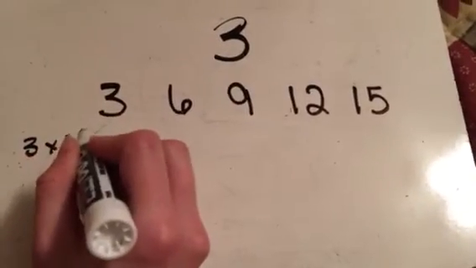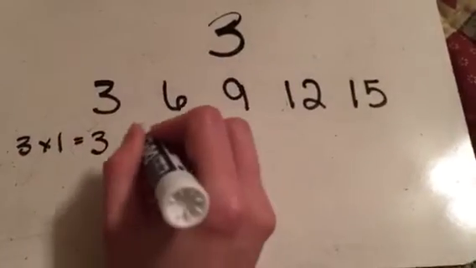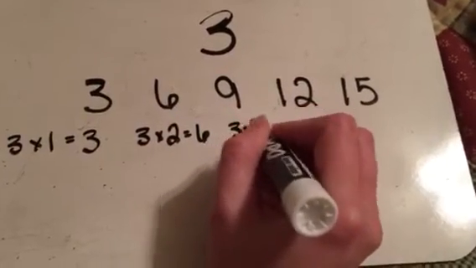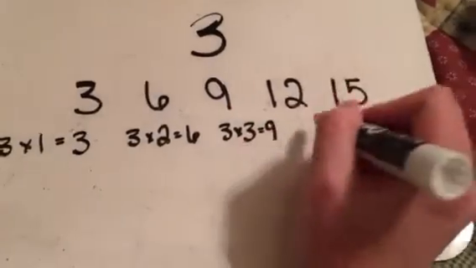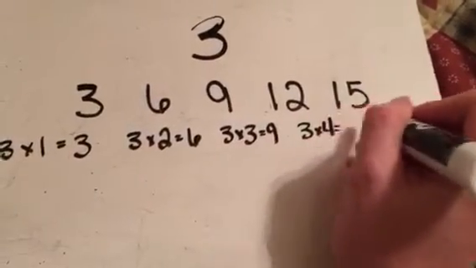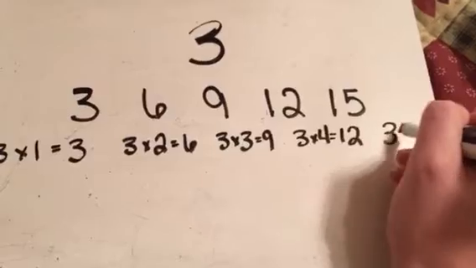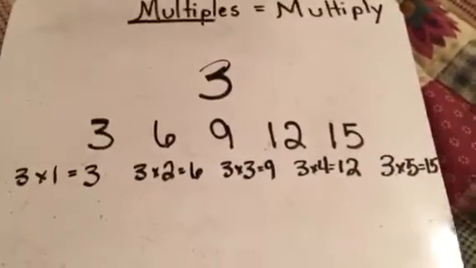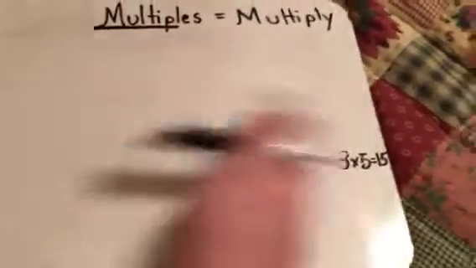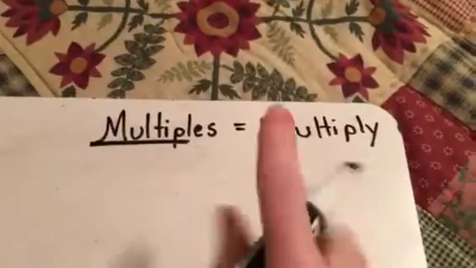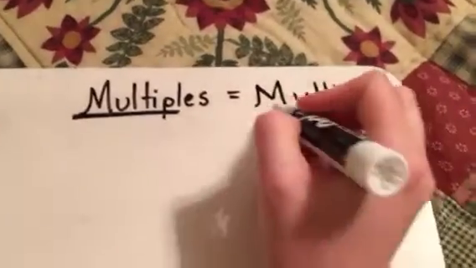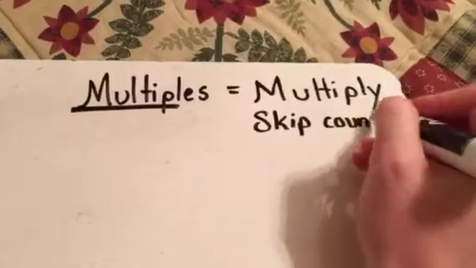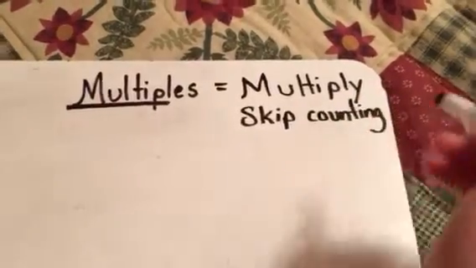3 times 1 is 3. 3 times 2 is 6. 3 times 3, 9. 3 times 4, 12. And 3 times 5, 15. So there are 2 ways to find multiples. One way is by using multiplication. The other way is by skip counting. The reason that works is skip counting is basically multiplication.